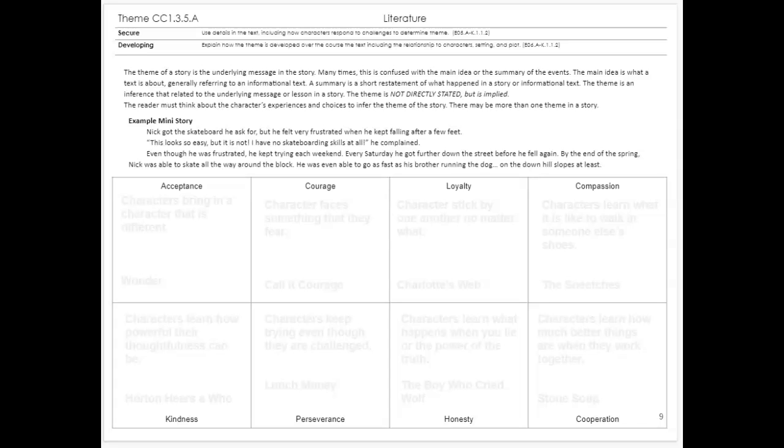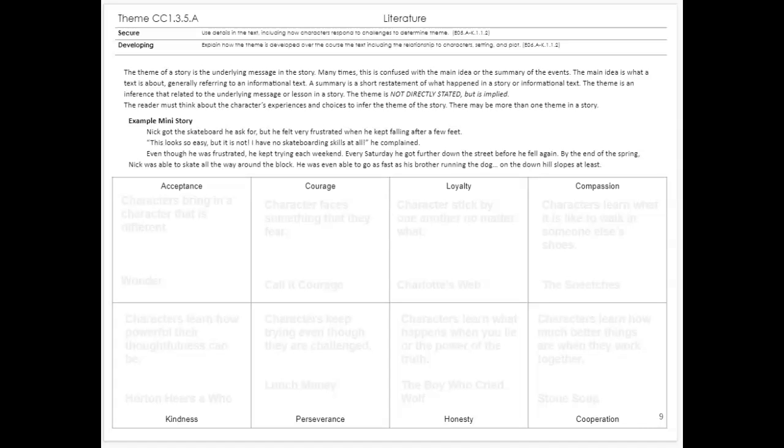So here's an example mini story. Nick got the skateboard he asked for, but he felt very frustrated when he kept falling after a few feet. "This looks so easy, but it's not. I have no skateboarding skills at all," he complained. Even though he was frustrated, he kept trying each weekend. Every Saturday, he got further and further down the street before he fell again. By the end of spring, Nick was able to skate all the way around the block. He was even able to go as fast as his brother running the dog. On downhill slopes, at least.